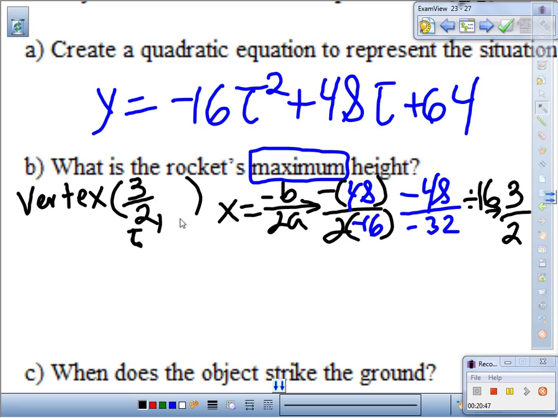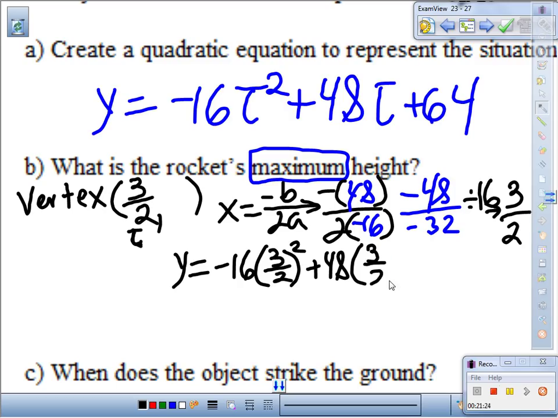Okay. What do we need now? A y value. How do we find the y value, everyone? Substitute into the original equation. So we're going to write the equation again, but instead of t, we write what? 3 over 2. Y equals negative 16, parentheses, 3 over 2 squared, plus 48 times 3 over 2, plus 64.